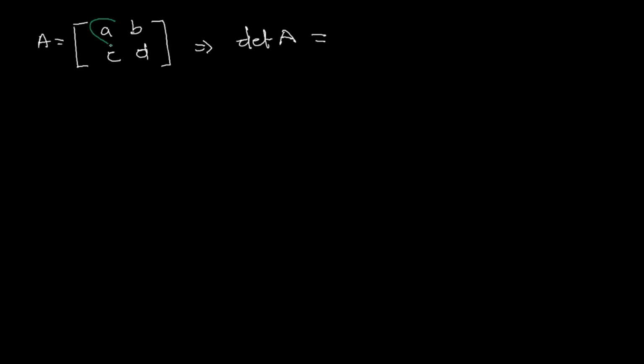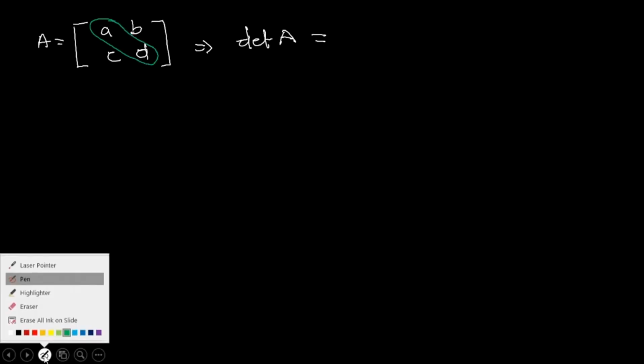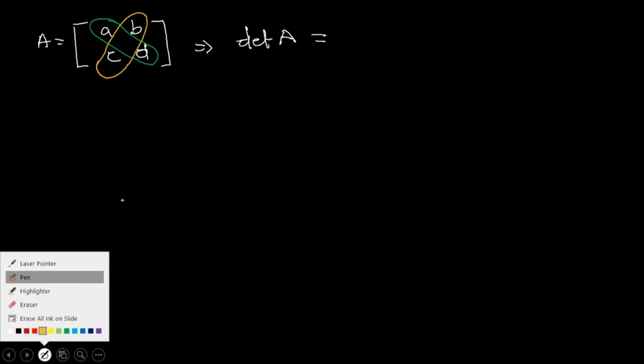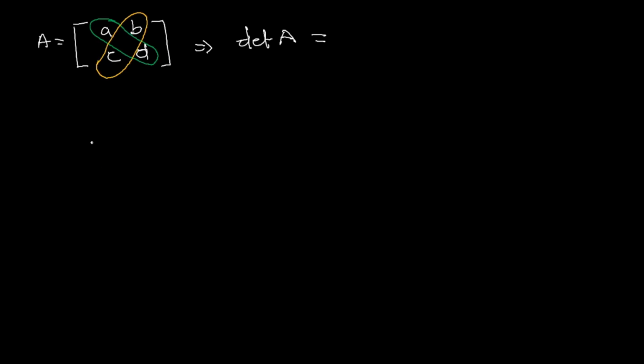We multiply these two values, and then we subtract the multiplication of these two values from it. So what I mean by that is, first of all, to find the determinant of A, we multiply A and D. So it's going to be A multiplied by D. Then we subtract the multiplication of the second diagonal, which is C and B. So it's going to be C, B. So this becomes the determinant of A.